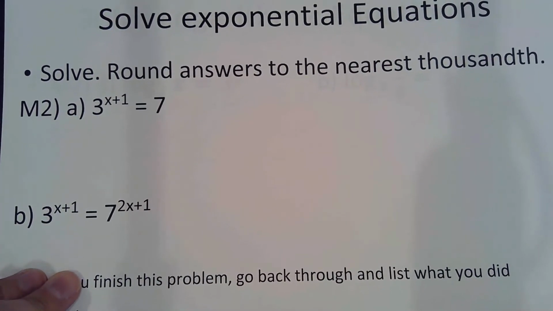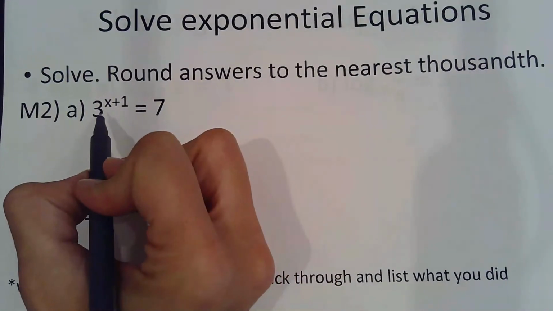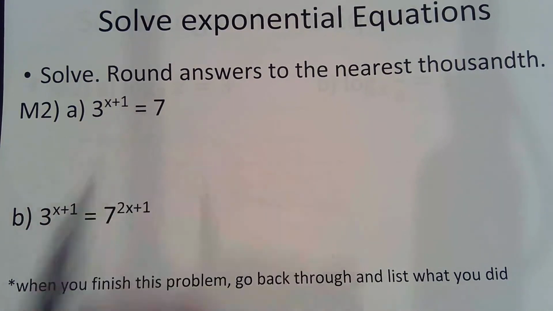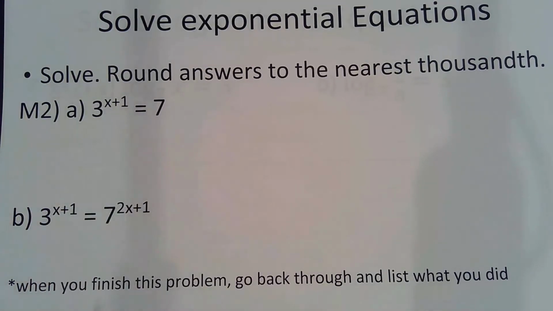Okay, so what about this one? So I want to think about this one for a second. This is e to the x plus 1 is equal to 7, or I'm sorry, 3 to the x plus 1 is equal to 7. So the bases are not the same, so I can rewrite it as a log equation.